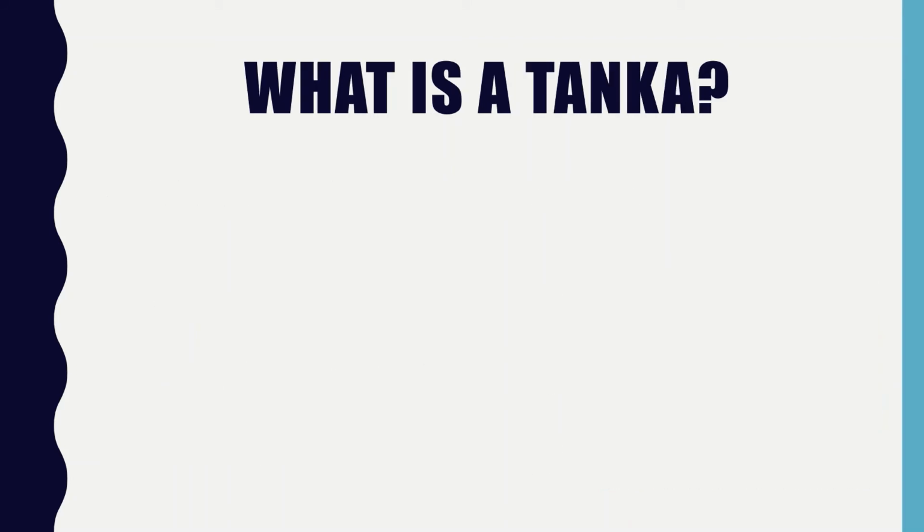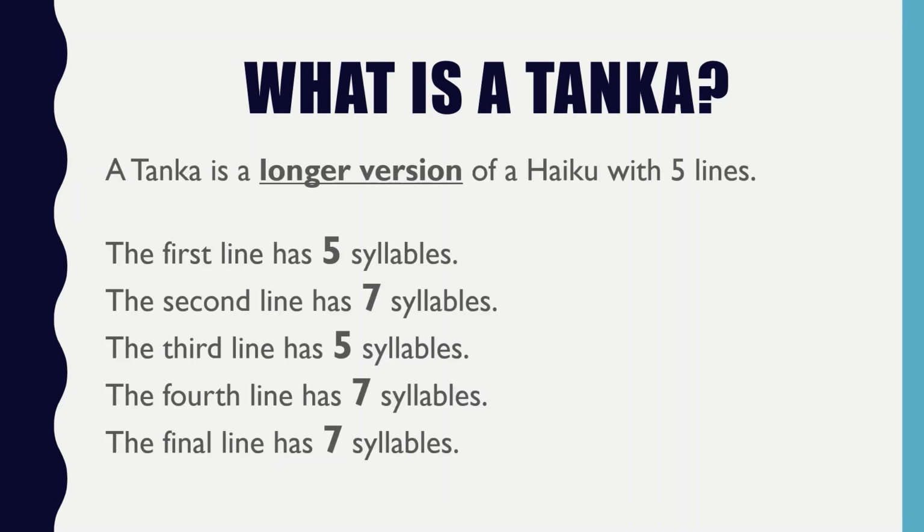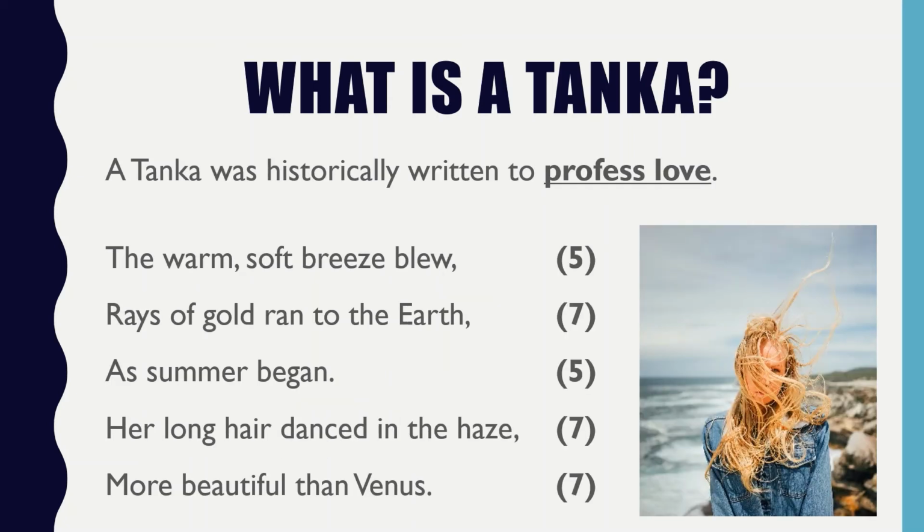If that's what a haiku is, then what's a tanka? Because we mentioned that at the beginning of the video too. A tanka is a longer version of a haiku, written with five lines. It still has five syllables in the first line, seven syllables in the second line, and five syllables in the third line, but it has two extra lines at the end. The fourth line has seven syllables, and the final line also has seven syllables. Historically, tankas were written by men for women to show how much they loved them.